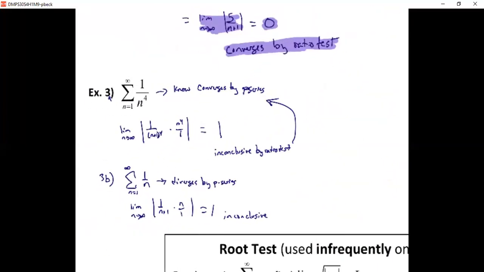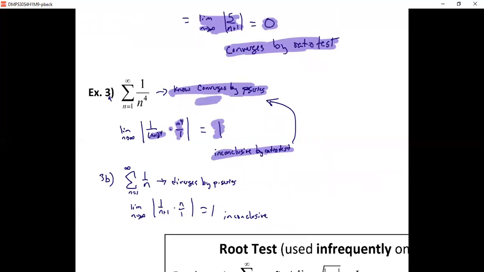Problem number 3, we do know this converges by a p-series. So once again, why am I doing this? Because I'm trying to show a relationship that if we take the n plus 1th term and divide it by the nth term, which we multiply by the reciprocal, then this limit does equal 1, which is where we have an inconclusive test. So it's inconclusive because the limit equals 1. And I'm showing you it's inconclusive here.